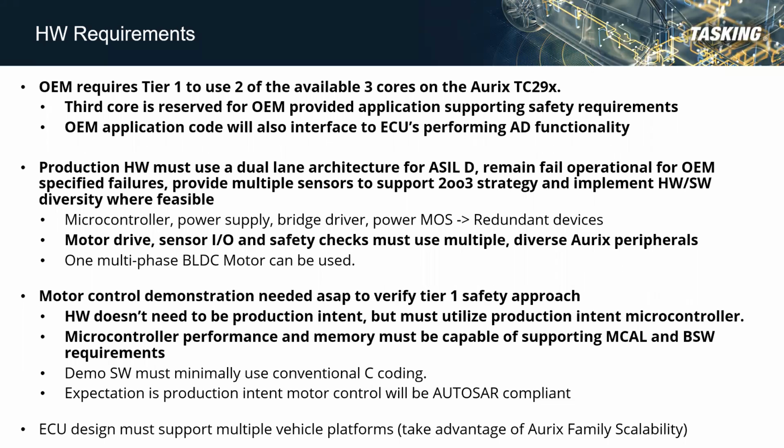One of the next things that the OEM is requiring is that a motor control demonstration be provided as soon as possible. This will allow the OEM to determine the tier 1's approach to running the motor. This hardware does not need to be production intent, so the OEM realizes that development is still ongoing, but it must utilize the production intent microcontroller. And with that, the code size and execution times included in those requirements help to outline the overhead requirements for possible late design cycle feature additions and post-production OEM updates.